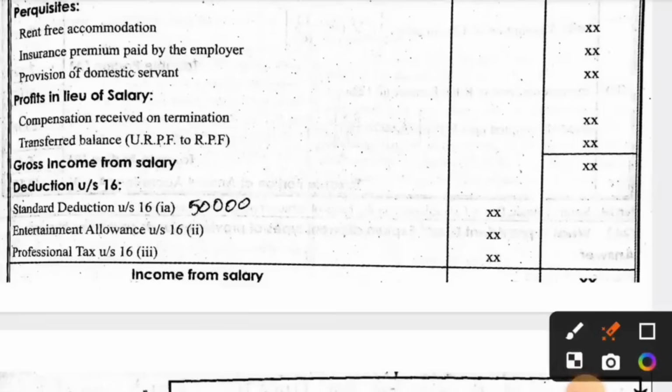But mention is important. And the last one, students, then you will get income from salary, gross income from salary. In unit number 2, you need to deduct the amounts of deductions under section 16.